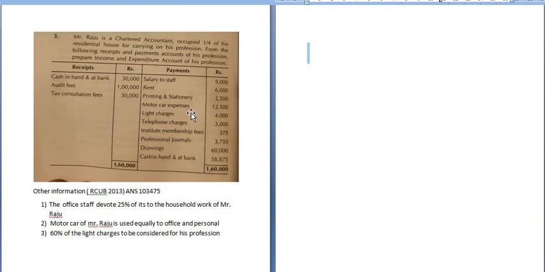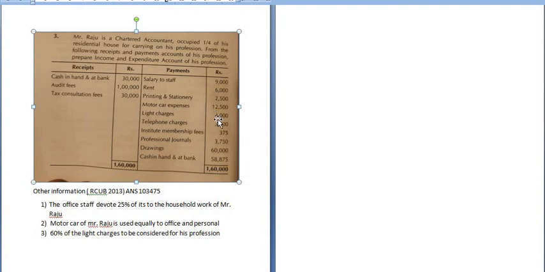Next, lighting charges, again there is an adjustment. 60% of light charges is to be considered for his profession. It means whatever light charges he paid, only 60% is related to the profession. See, it's very simple. I will tell you why we prepare an income and expenditure account. You have to know exactly how much income and how much expenditure is related to the profession. Right now they have given all the information, personal and professional. If we consider personal items, then we will not get the exact income and expenses of the profession. So only to find the exact income and expense of the profession, we have to deduct the personal expenses and personal incomes. For that reason, whatever light charges he paid, only 60% is for the profession. Of the 4,000, only 60%, so you will get approximately 2,400. You check it.